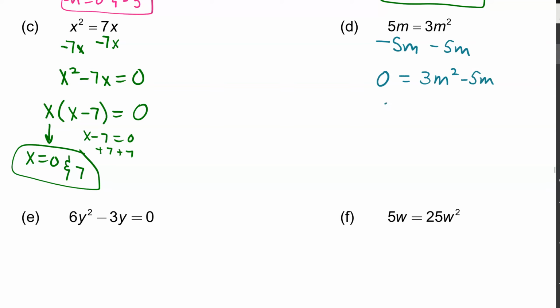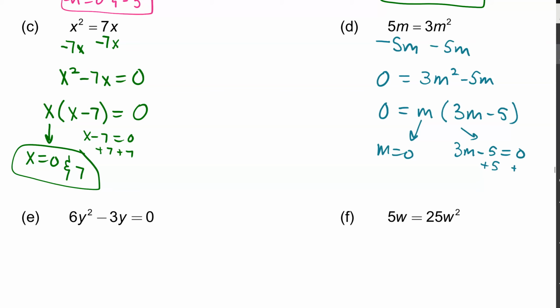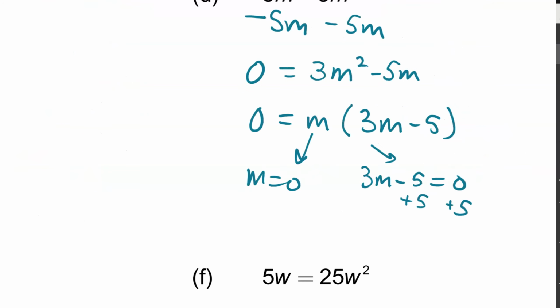The greatest common factor is m. I can pull out an m, then I'm left with 3m minus 5. Set each of these equal to 0. You wouldn't use 5m? Huh? I pulled out an m. What is 5m divided by m? Just 5. Do you want me to pick another color to show you?